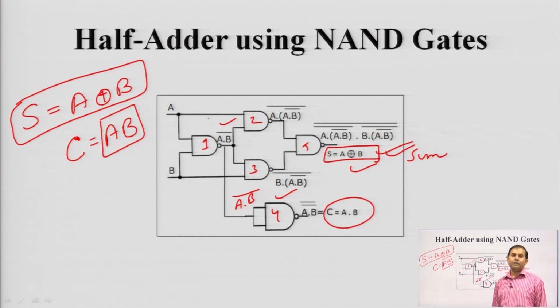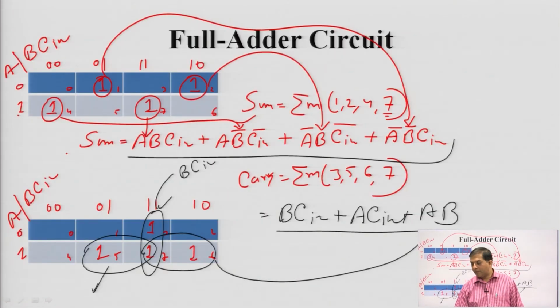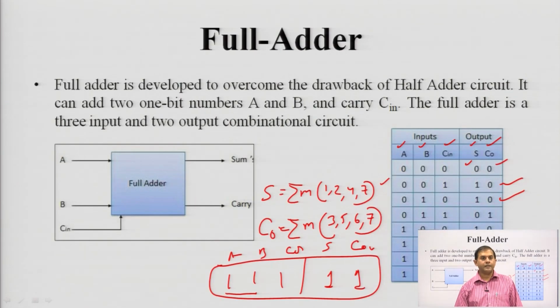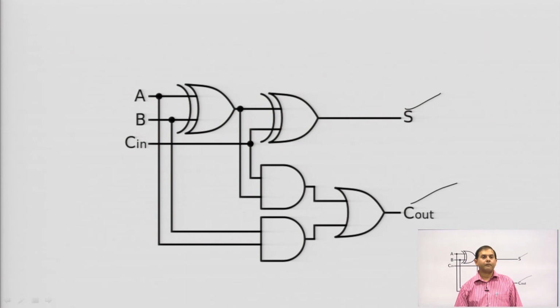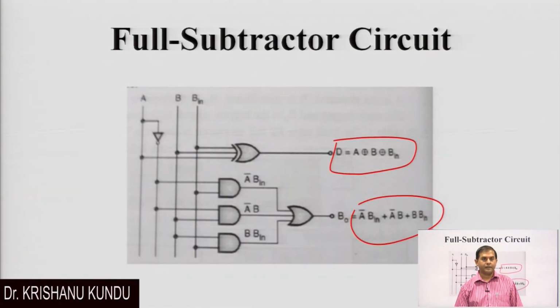Like that, you can implement the full adder, half subtractor and full subtractor using NAND and NOR gates. So, using logic gates, we have implemented the half adder circuit, then the full adder circuit, then the half subtractor and full subtractor circuit.